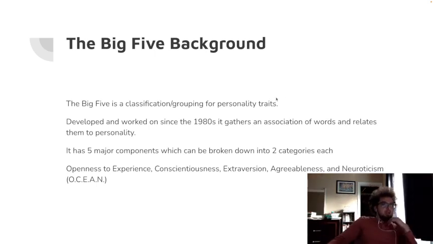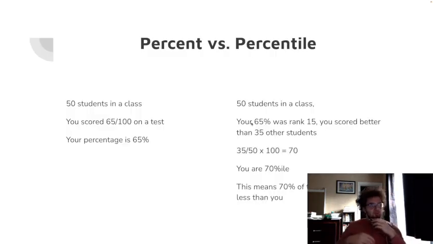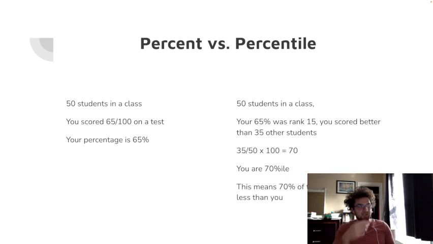Okay, so before we get into that, first we're going to have to talk a little bit about percent versus percentile. So percent should be a very well understood concept. Hopefully, you looked at this in math by the time you're watching this video. So on the left we have percent. So you get 50 students in a class, you get 65 out of 100 questions correct. Your percentage is 65%. Okay, if we look at that same classroom with 50 students in the class, where your 65% was rank 15, meaning you scored better than 35 other students.